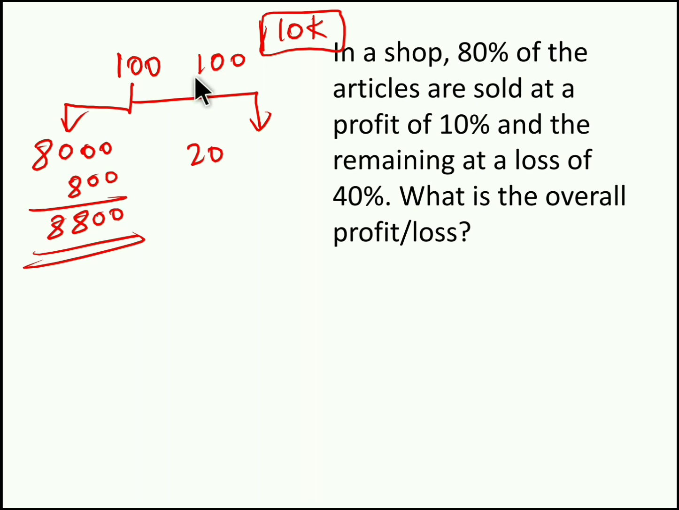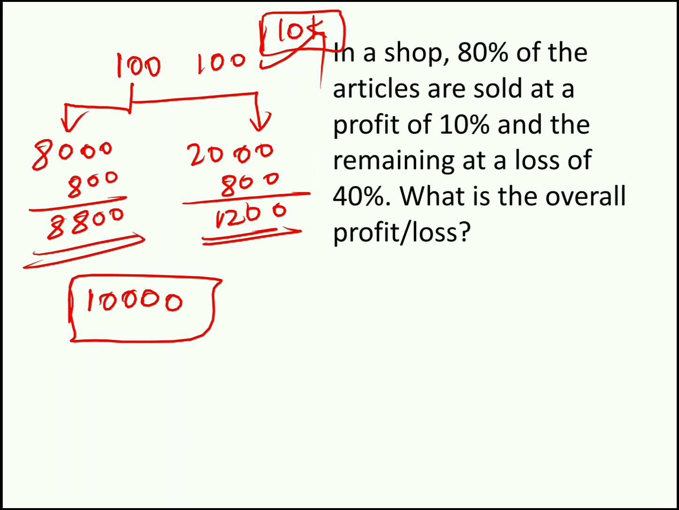Now the cost price of a single article is 100 rupees. So the cost price of 20 articles will be 2,000 rupees. Now this 2,000 rupees is sold at a loss of 40%. So 1% will be 20 and 40% will be 800. So the remaining 20% of the articles are sold at only 1,200 rupees. So totally we sold the 80 plus 20, 100 articles for 10,000 rupees.